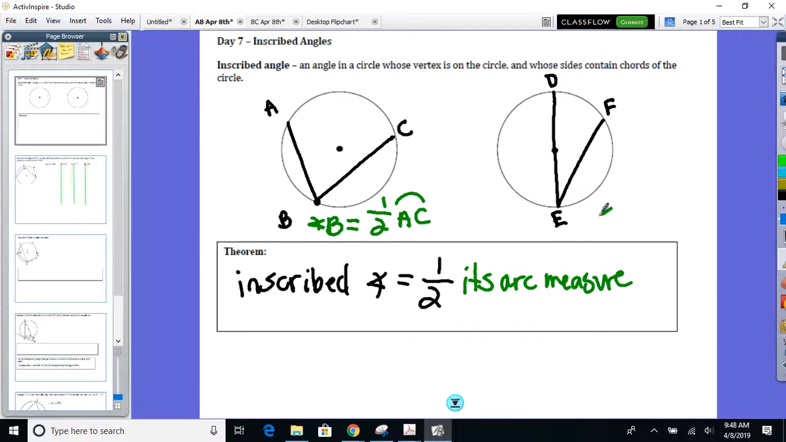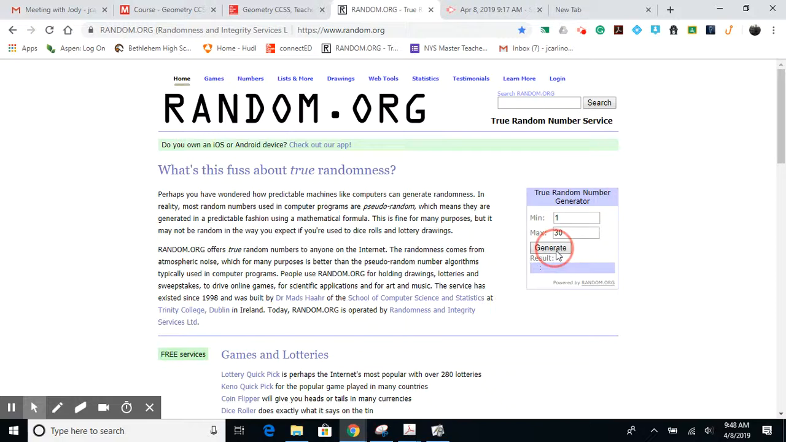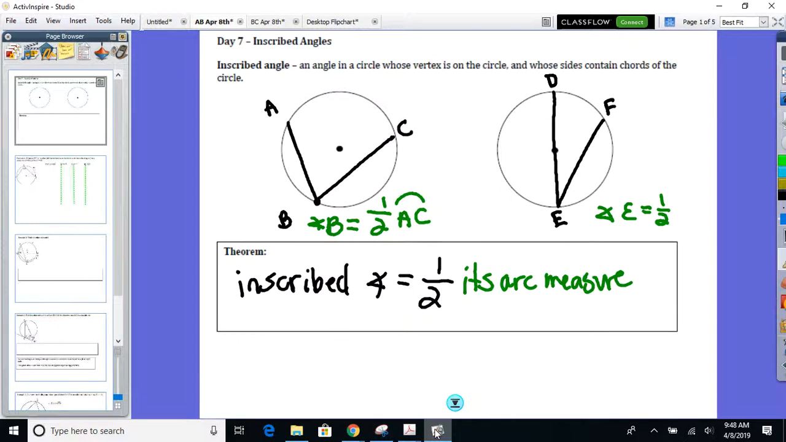And then how would I find the measure of angle E here? That inscribed angle. Let's hear from 6 again. Half of arc FD.